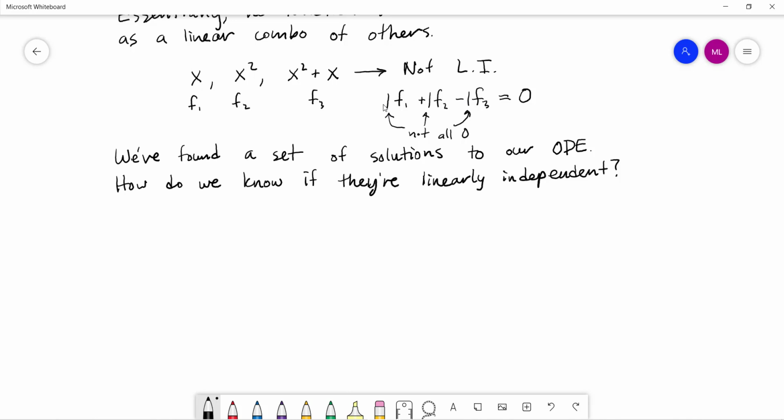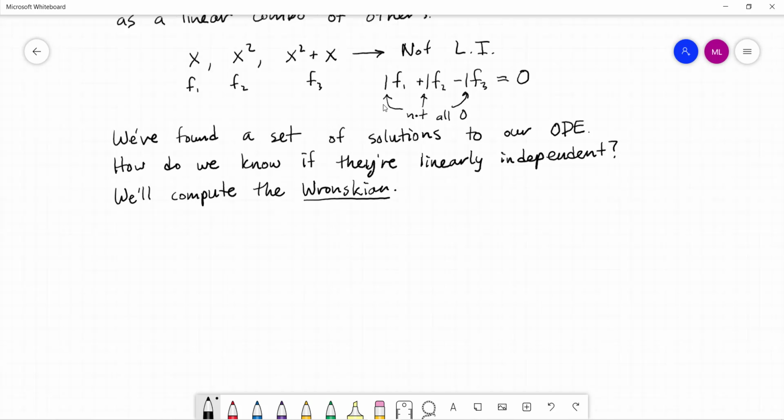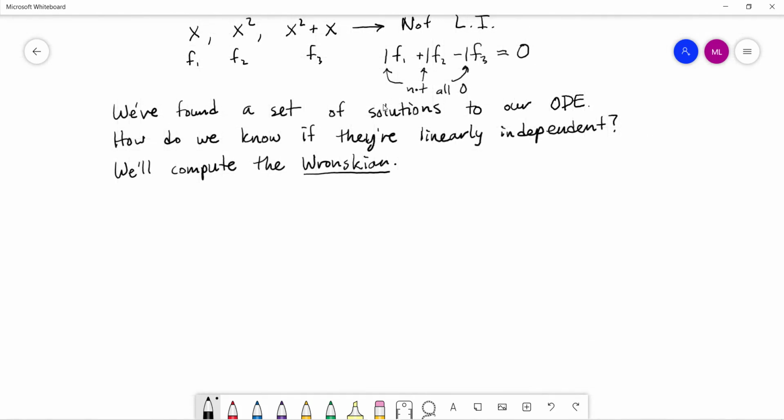But one way we can determine this is with a tool from linear algebra. We'll compute something called the Wronskian. This shows up in a number of different things, and comes up in some advanced vector calculus classes. For now, you don't need to worry about it too much. Let me just give you the definition, and then we'll see how it works.